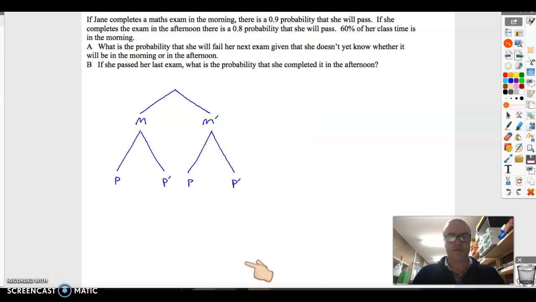In the next stage of the tree diagram, we'll explore the probability that she'll pass or not pass. So in the morning she could pass or not pass. In the afternoon she could pass or not pass. Not pass, of course, meaning failing.